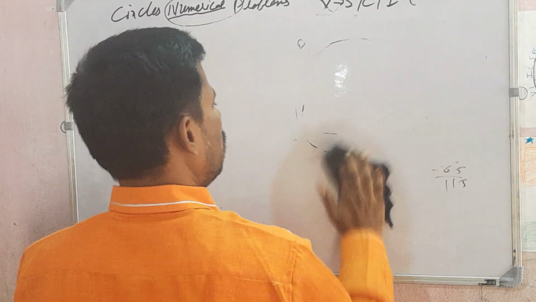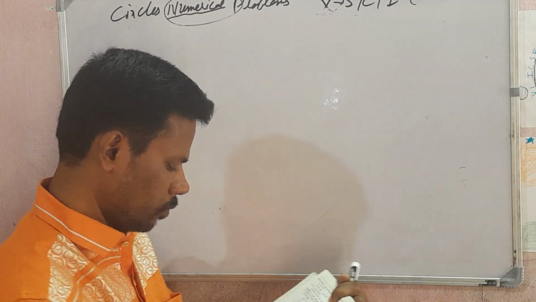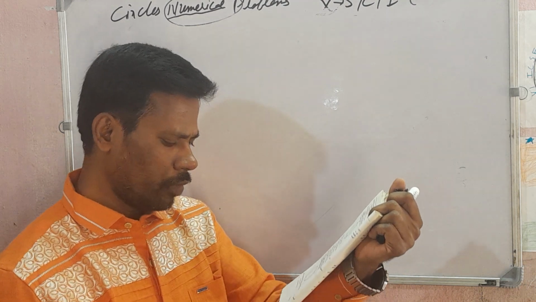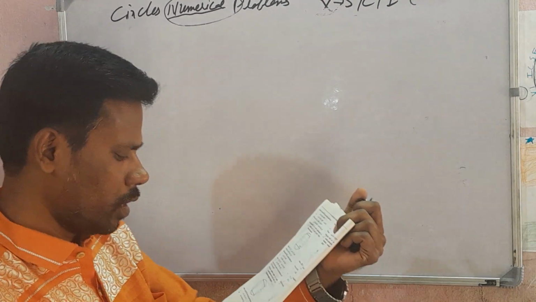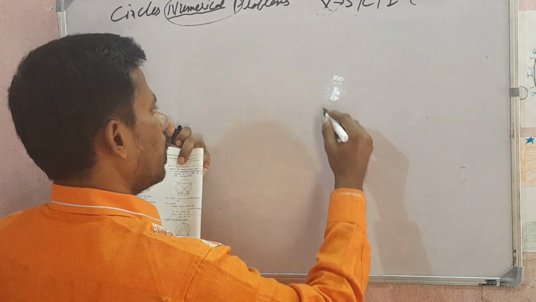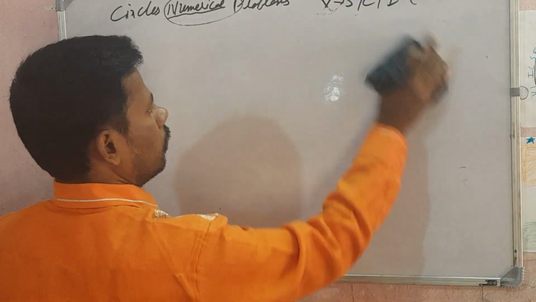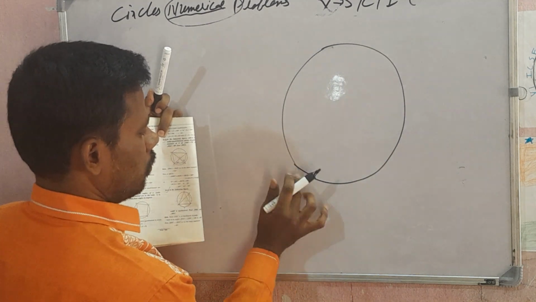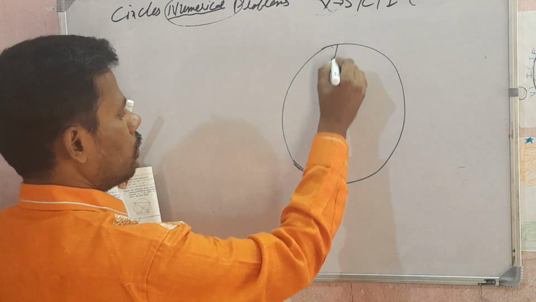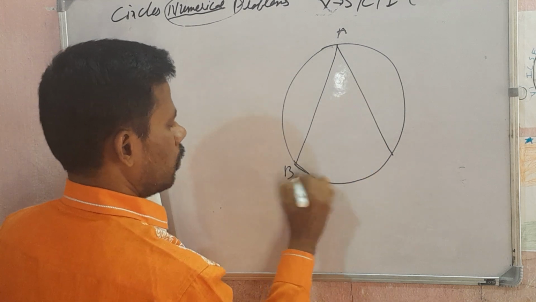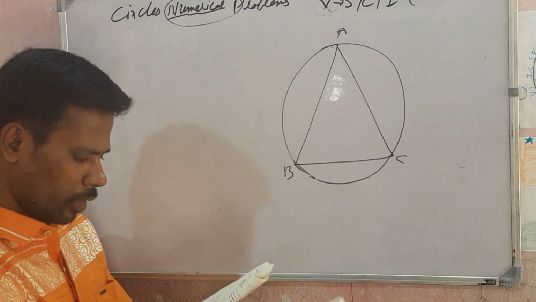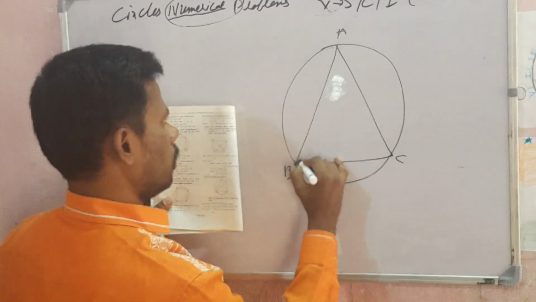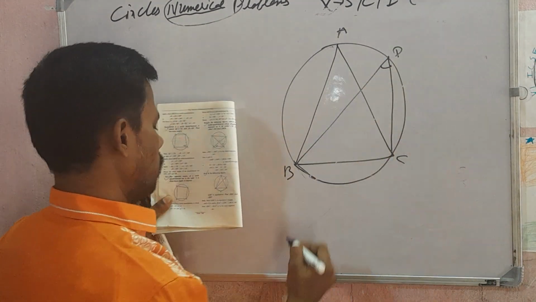Next one. In the following figure, ABC is an equilateral triangle. Find angle BDC and BEC.